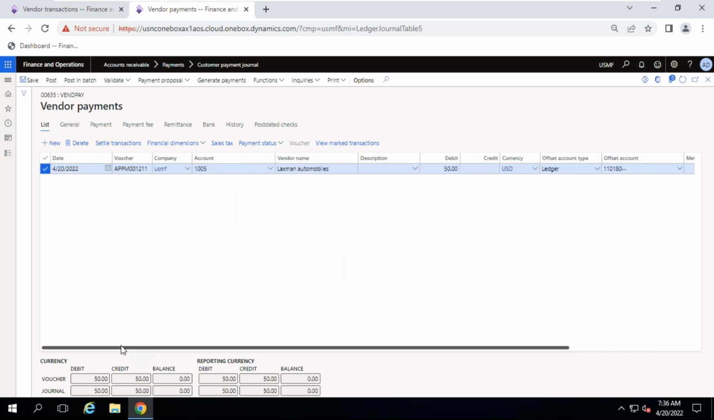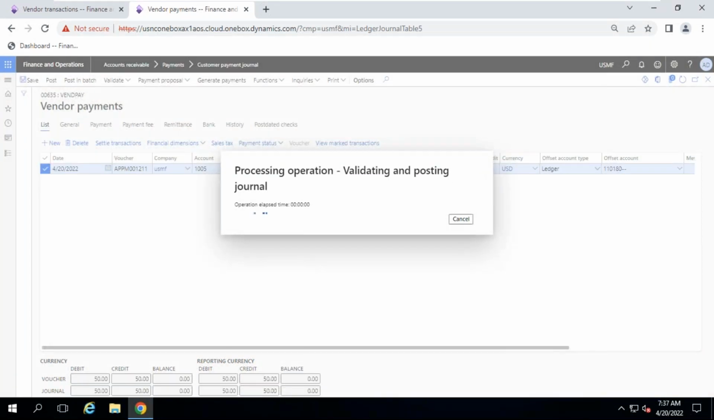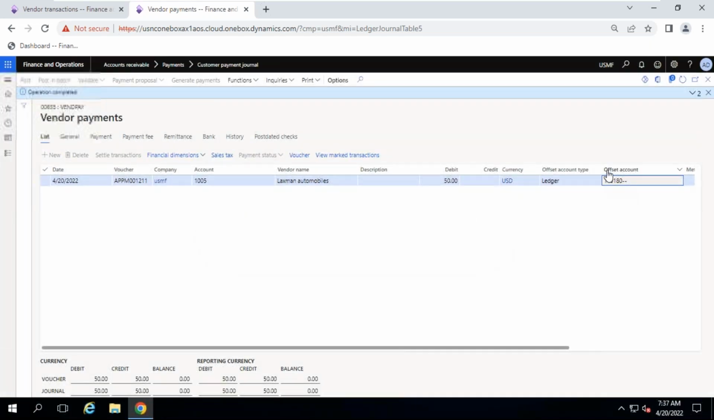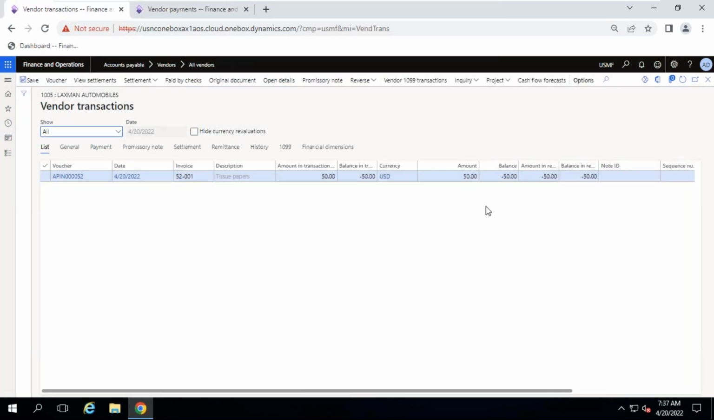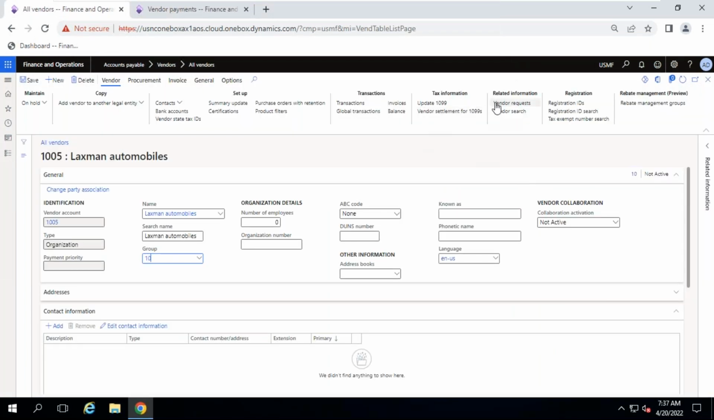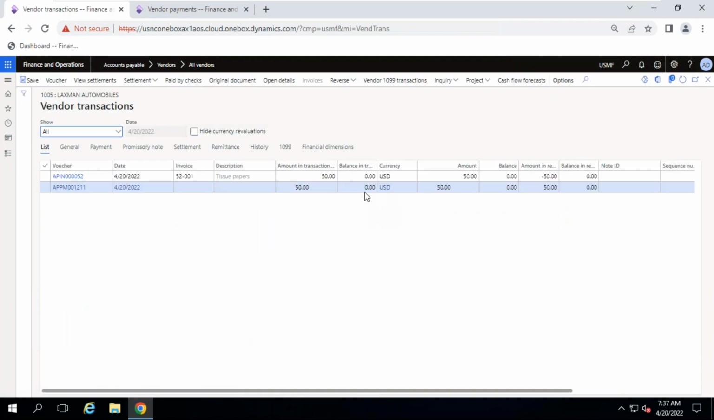Now the vendor account is debited. I'm posting. Because my cash or bank balance will be decreased. It is credit, cash or bank is decreased. That is negative, which means this is positive. Now, if you verify the vendor transactions, at the time of invoice it is credited. Invoice is credited, tissue papers I have purchased. At the time of payment, it is debited. So the total value becomes 0.